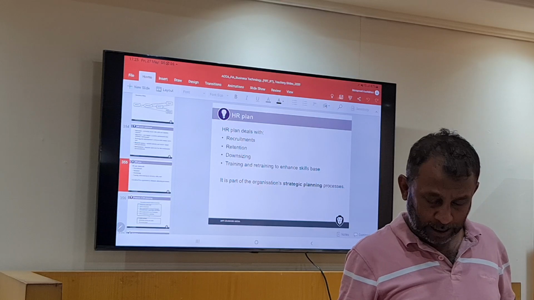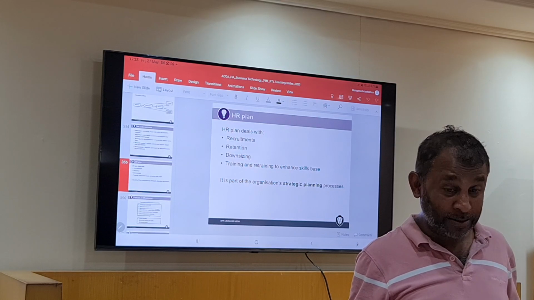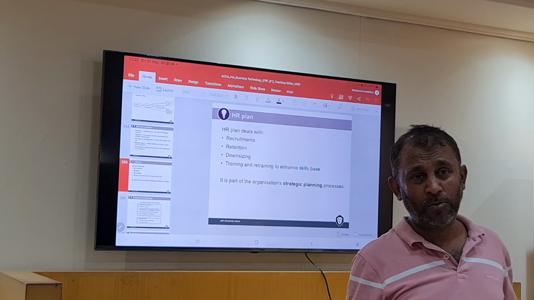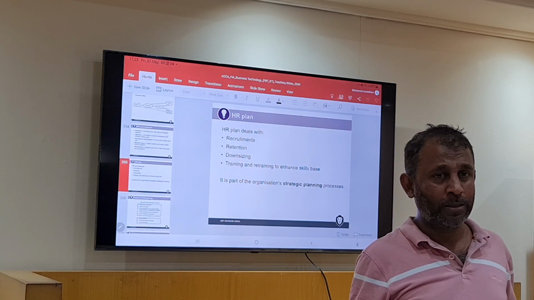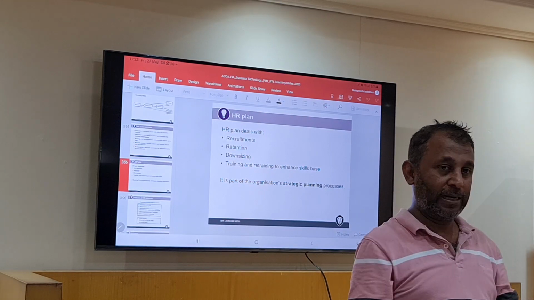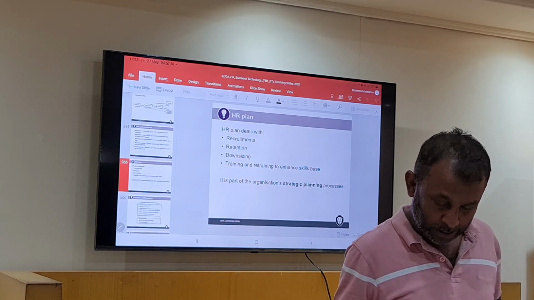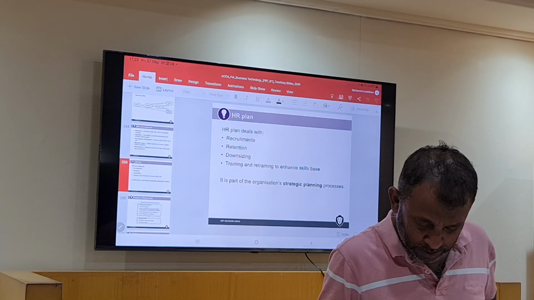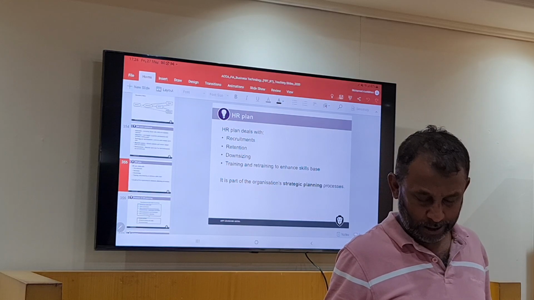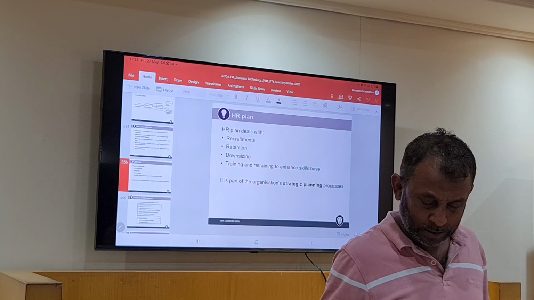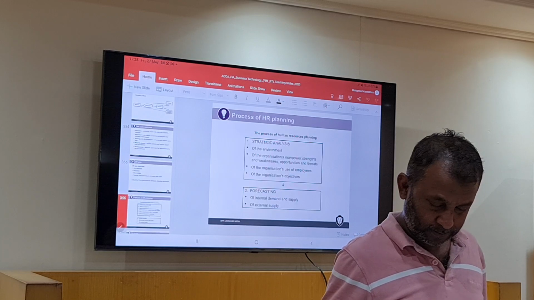HR plan deals with recruitment, retention, downsizing. What is downsizing? Reducing the staff vertically, not horizontally, vertically. Training and retaining to enhance the skill base. It is part of the organization's strategic planning process.